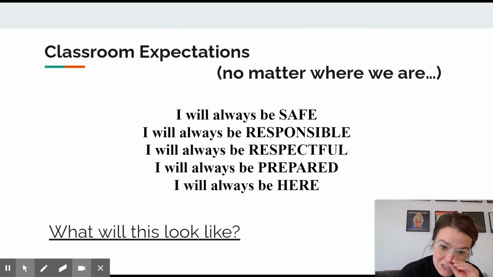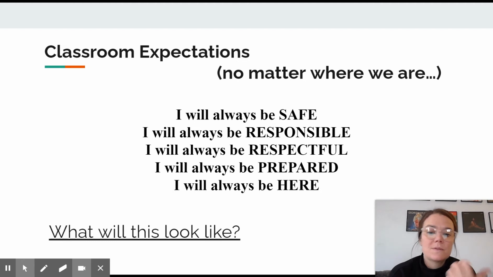Remember our expectations. It's super important, especially as we get really close to the transition to our safe, responsible, respectful, prepared, and here classroom in our COVID pandemic actual classroom.